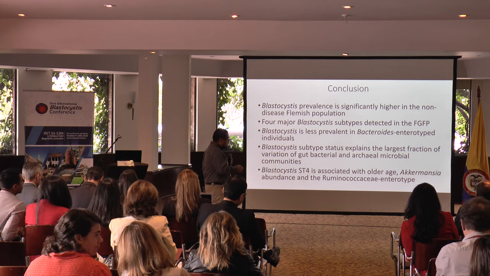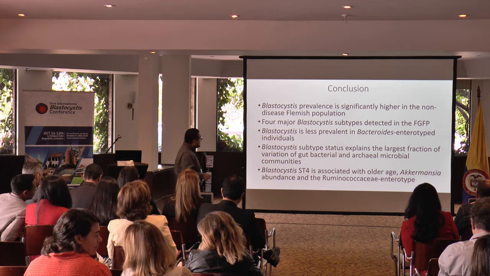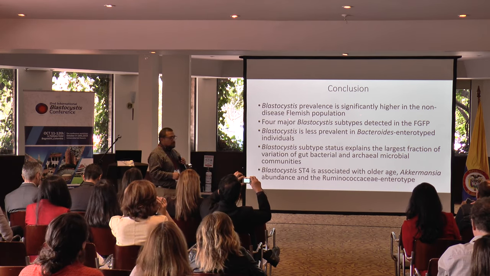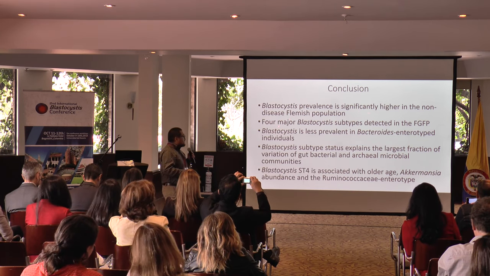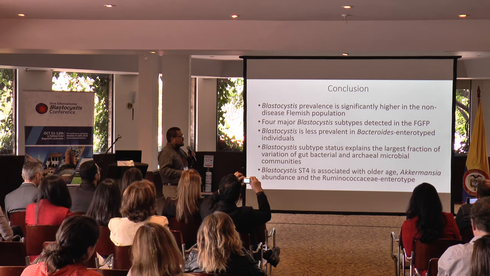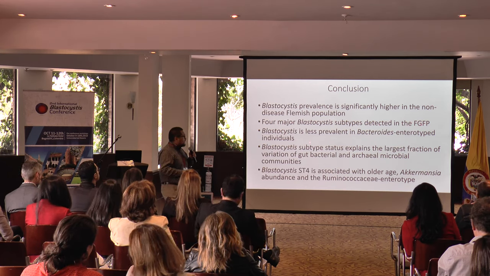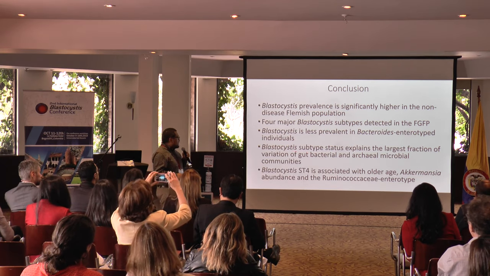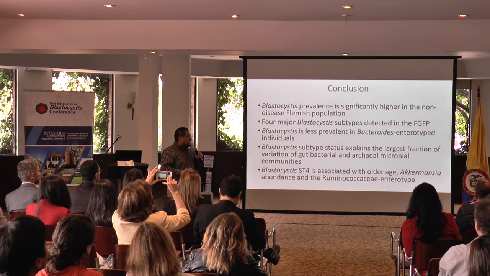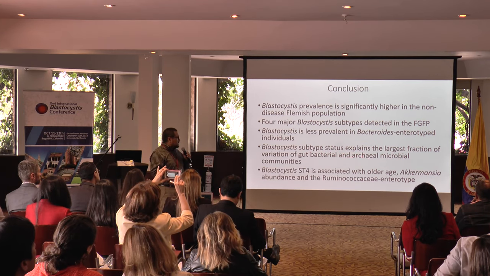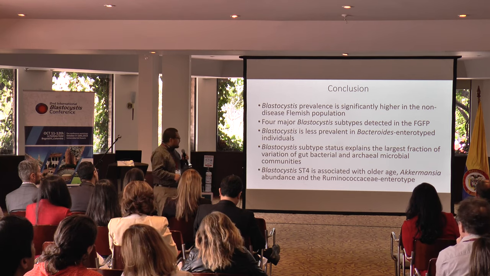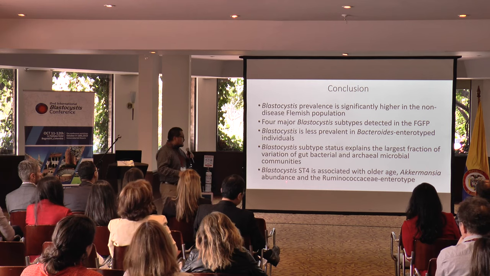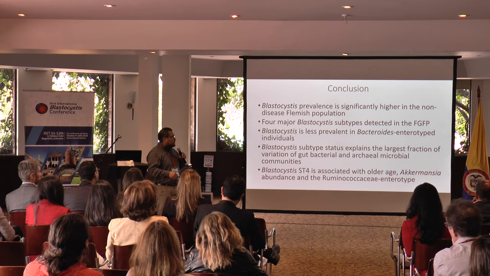Now, what can we conclude from these results? Blastocystis prevalence is significantly higher in the non-disease Flemish population. We identified four major Blastocystis subtypes in the Flemish Gut Flora Project. Blastocystis is less prevalent in individuals with the Bacteroides enterotype. Blastocystis subtype status explains a larger fraction of the variation of the gut bacteria and archaea microbial communities. Blastocystis subtype 4 is associated with older age, Akkermansia abundance, and the Ruminococcaceae enterotype.